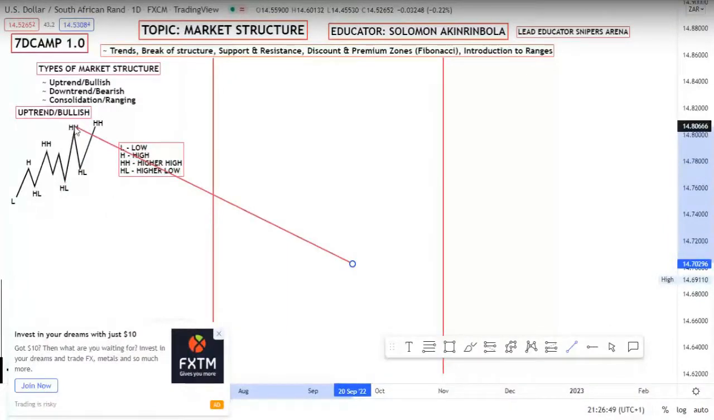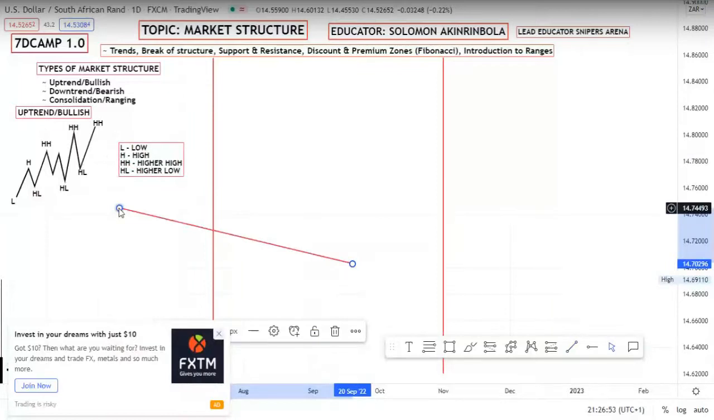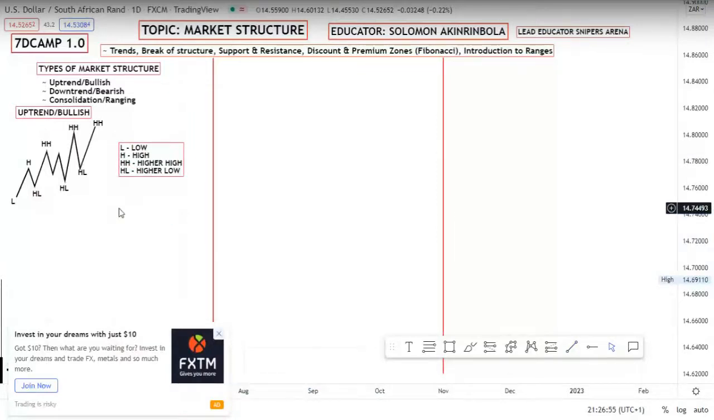Guys, if you understood that, drop a 1-1 in the chat. If you don't understand, drop a 2-2. I want to see people that don't understand so I can quickly go over it again. Drop a 2-2 if you don't understand, guys. Okay, good.